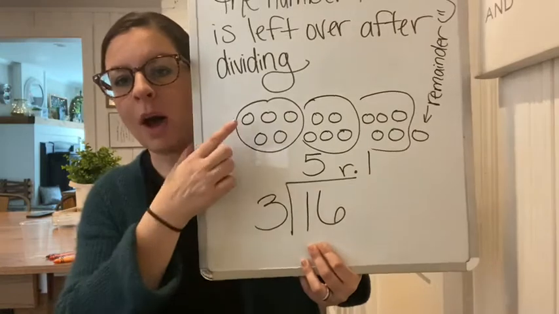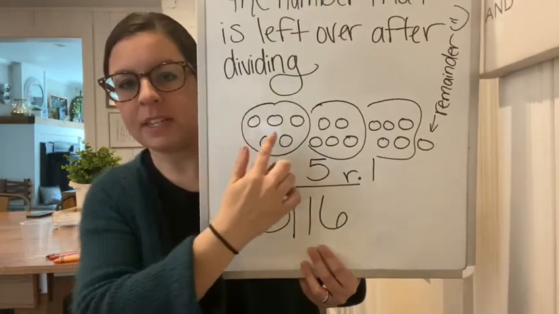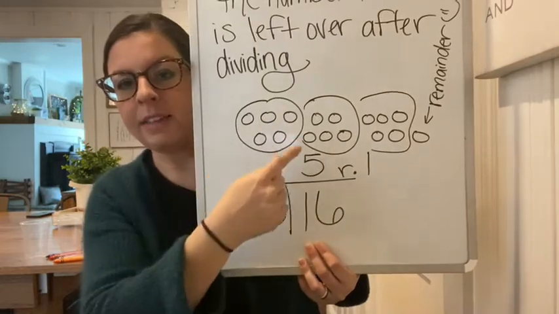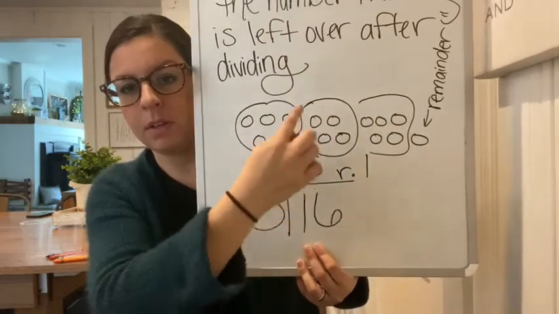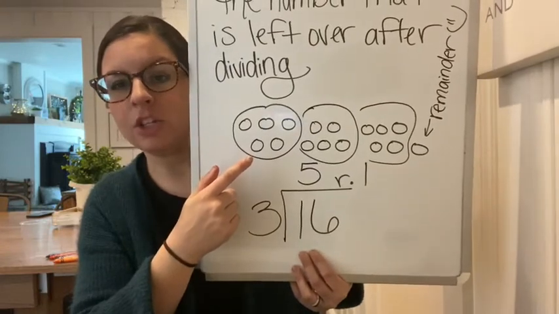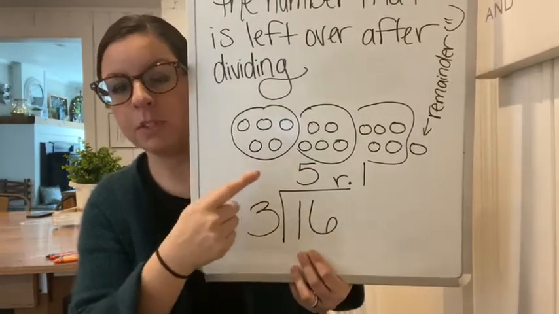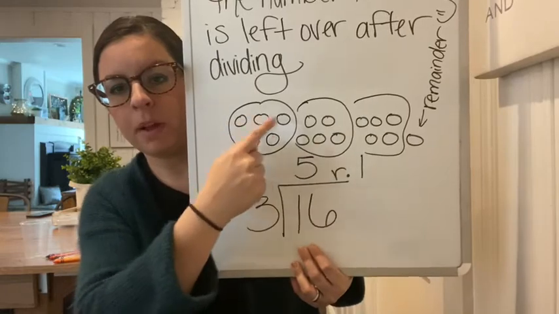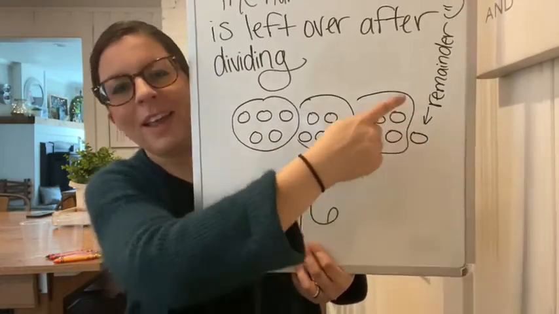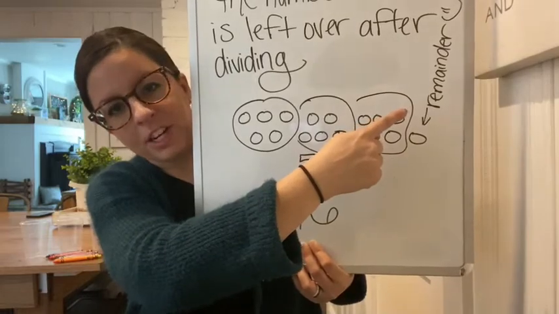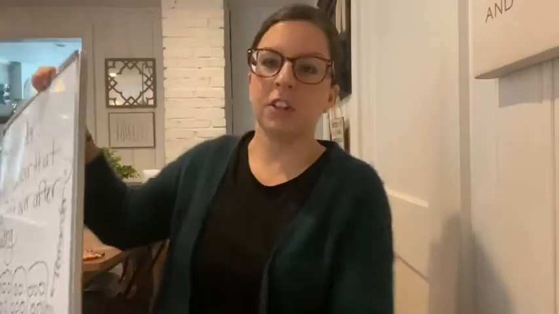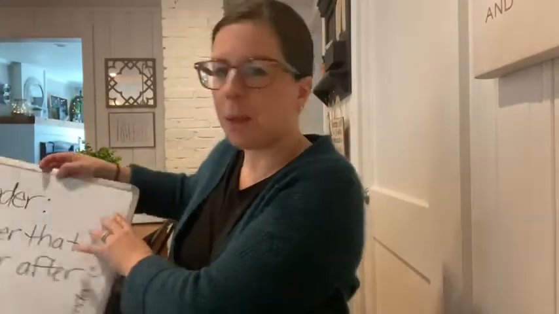So I drew a group of 16 circles right here, and then I divided them into equal groups. I'm seeing how many are going to be in each group if I have 3 groups. So in each group, there's 5 circles, but then there's 1 left over, and that is the remainder. Okay, let's look at some cups of crayons.